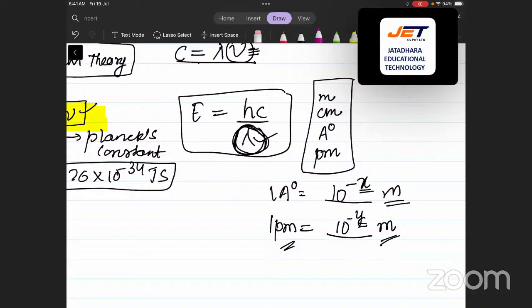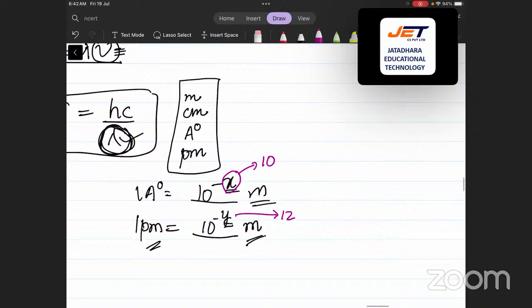Yes. Omkar says that the value of x here will be 10. And what should be the value of y? Yes, for angstrom it is 10. And for picometer, do you know the value? Yes, it is 12. Now quickly tell me what will be the relationship between angstrom and picometer.